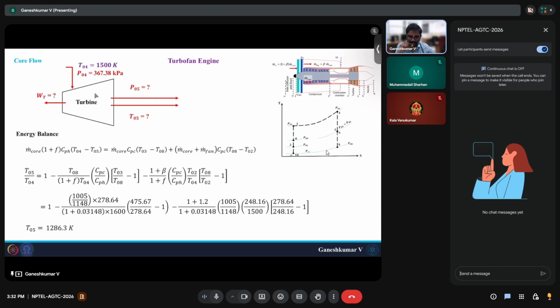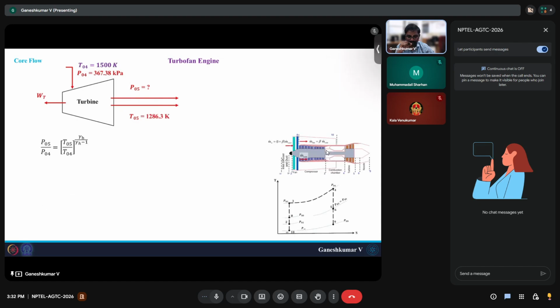So from 1600 Kelvin, your T05 reduces to 1286.3 Kelvin. Okay, so that is your temperature at the exit of the turbine, and similarly you can also find the pressure ratio. Pressure ratio can be simply expressed as the turbine temperature ratio, and if you do this calculation, you will end up having a pressure of 214.54 kilopascal. So across the turbine, the pressure reduces from 367.38 to 214.54 kilopascal.